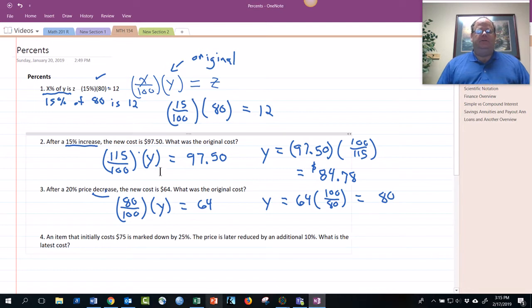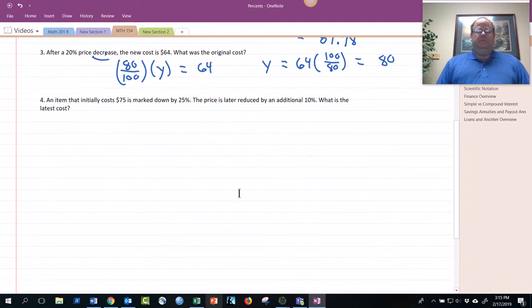Now let's try another one that's a little bit different. An item that initially cost $75 is marked down by 25%. The price is later reduced by an additional 10%. What is the latest cost? This time the tricky part is that we're going to drop it by 25% and then again by 10. Following the same idea as before, when you drop by 25%, 100 minus 25 is 75.